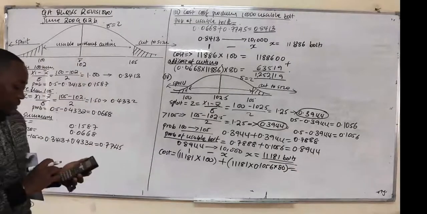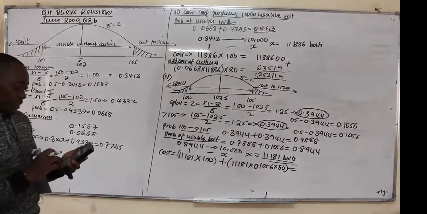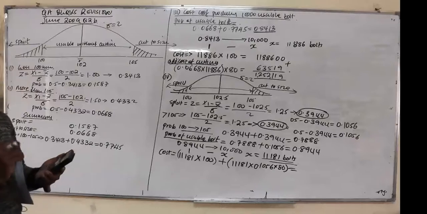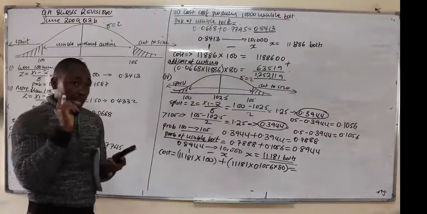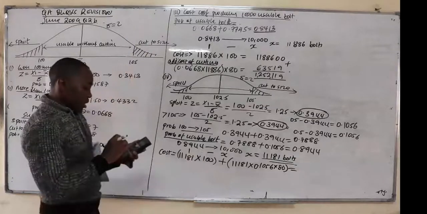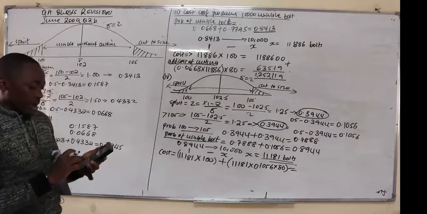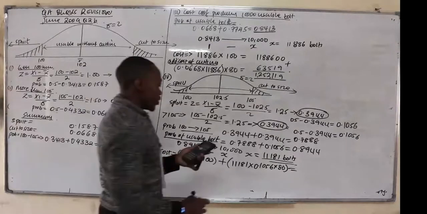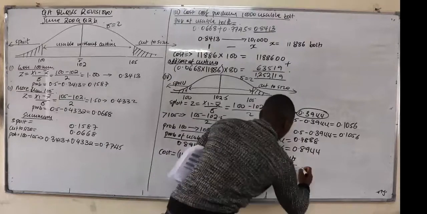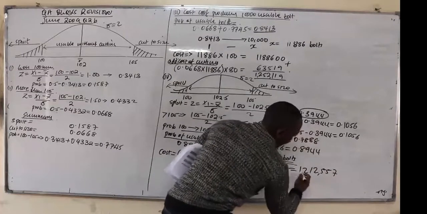So it's 11,181 bolts. Probability of those being cut to size is 0.1056. And you get 1,180 bolts to be cut to size. And the cutting cost per bolt is 80. Then you add 11,181 multiplied by 100. And the total cost will be 557.